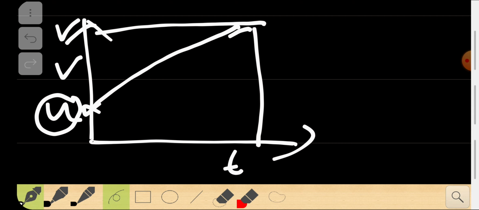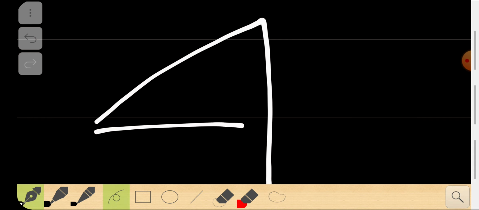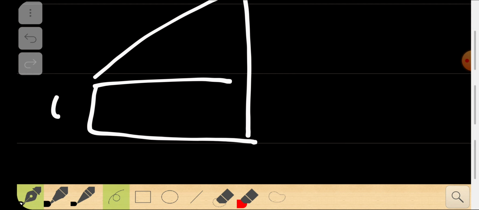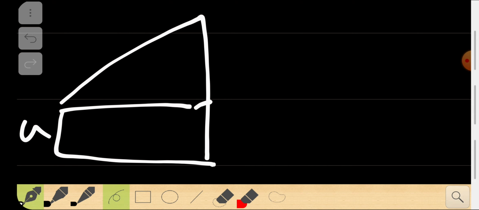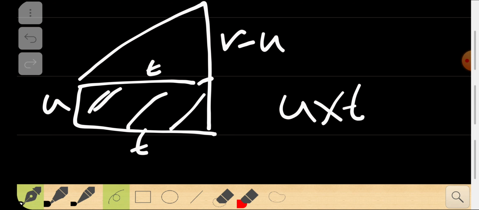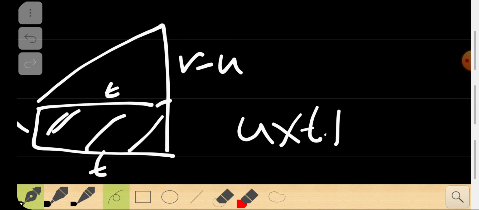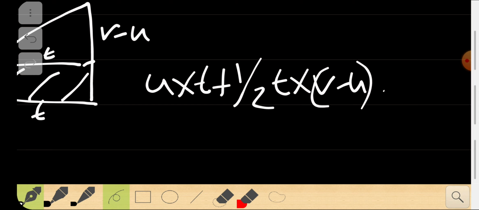Okay, so in that case, you can find the area under this graph by using this plot itself. This distance is u, and the top will be v, so this distance will be v minus u, and this distance is t. So this area will be u times t, and the top area will be half base, which is t, times v minus u. That's the top area, which is the total displacement.